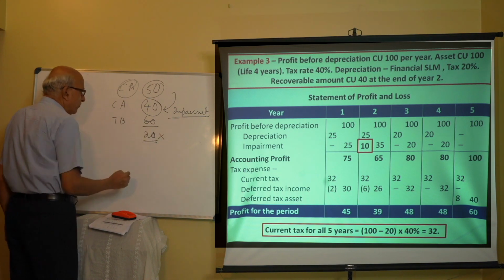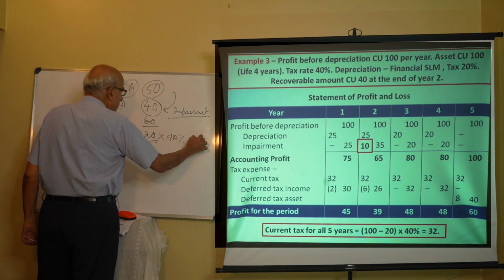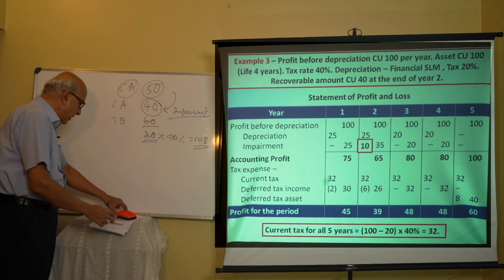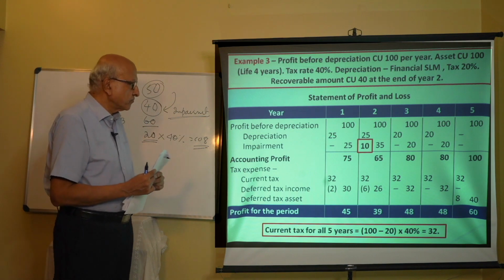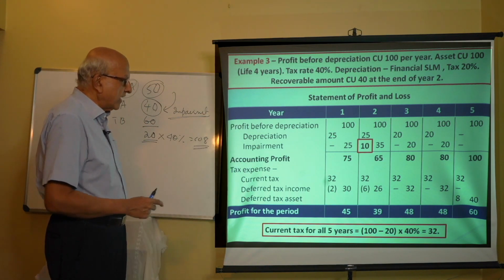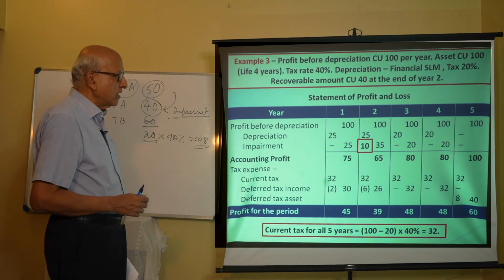Into 40%, that is CU8. There has to be a deferred tax asset of CU8. But we already have how much? 2 rupees. So a further 6 rupees has to be created.